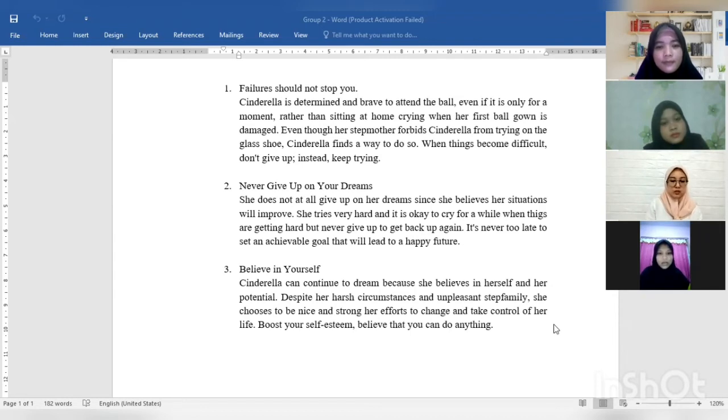All right, the third one is believe in yourself. Cinderella can continue to dream because she believes in herself and her potential. Despite her harsh circumstances and unpleasant family, she chooses to be nice and strong in her effort to change and take control of her life. Boost your self-esteem, believe that you can do anything. So that's all the results for me.